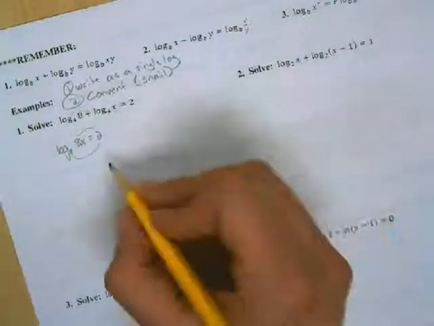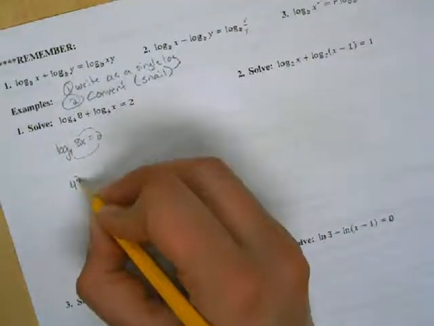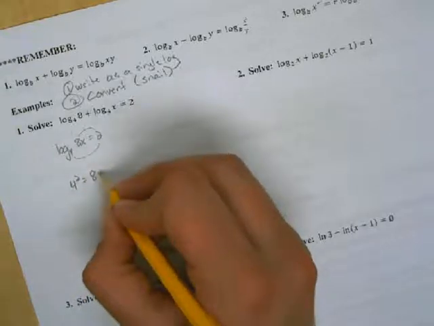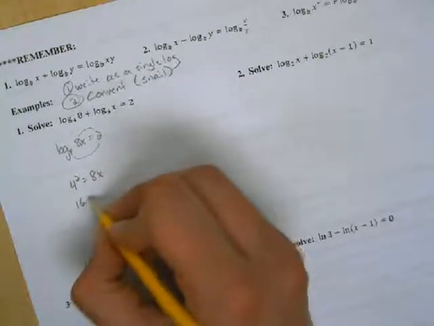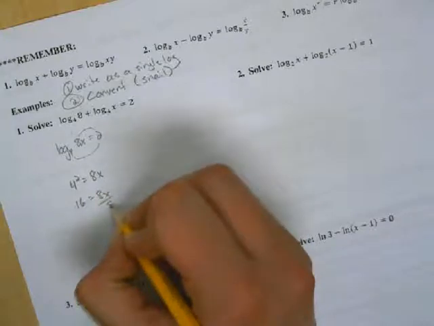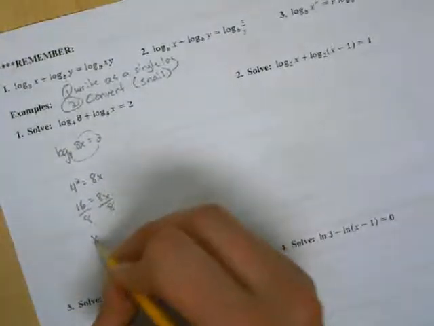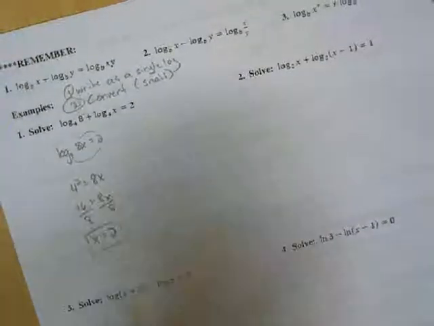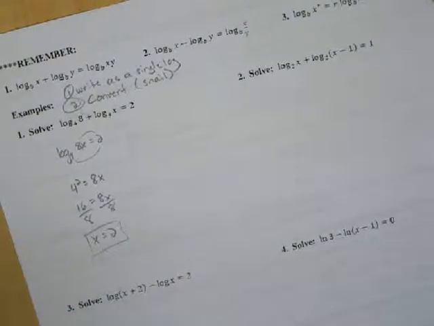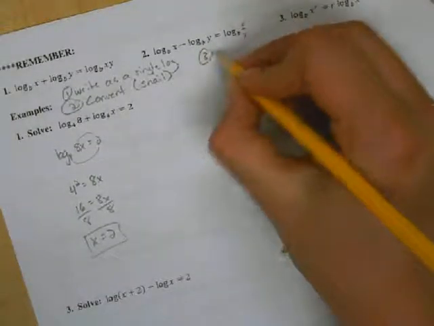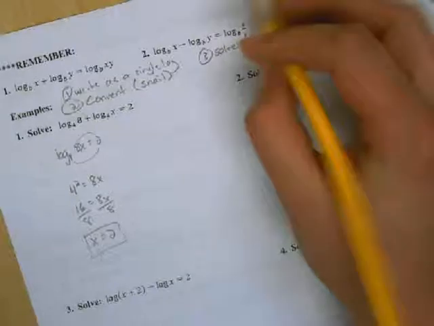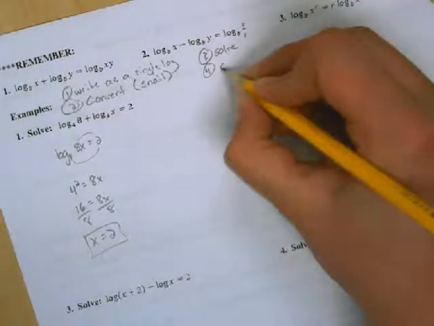So 4 squared equals 8x. Well, that should be pretty simple. 4 squared is 16. Divide by 8. And I get x is equal to 2. Okay, x is equal to 2. So that's solve. There's technically 4 steps to this because you also have to check.